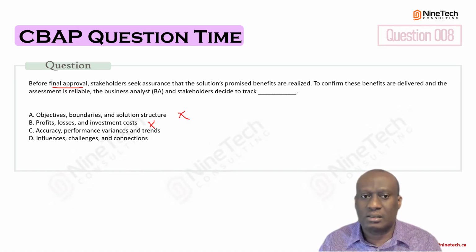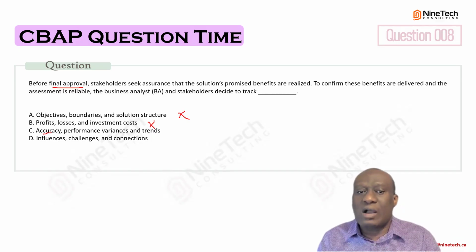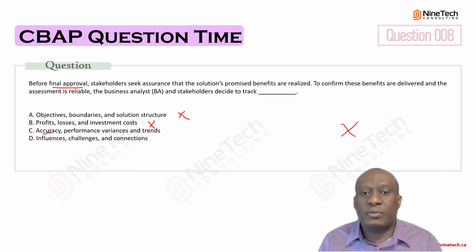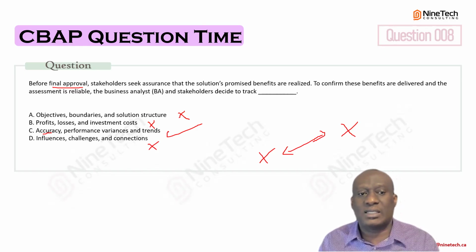Yes, yes, yes. How accurate is the system? What are the performance variances? Based on how we have documented the system should perform, let's say that is here, and we notice that the system is performing here, what is the variance? What is the difference? What is the gap? And also the trend. So, C is a very good option. D is influences, challenges, and connections. Now, I would say this doesn't really work. The right answer is C.